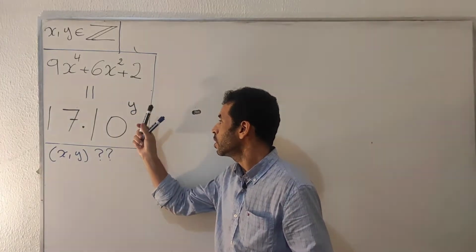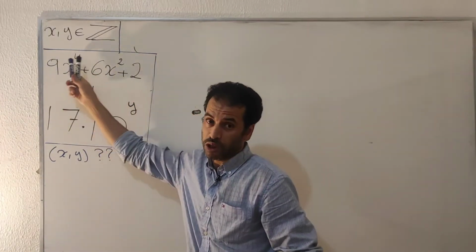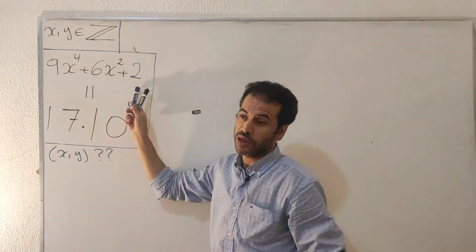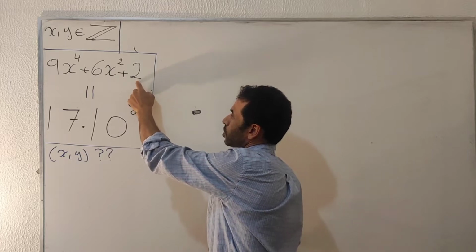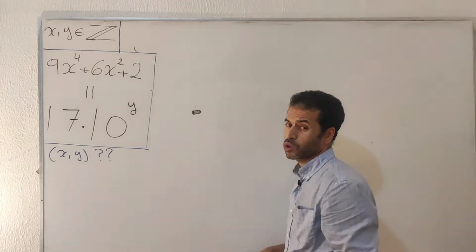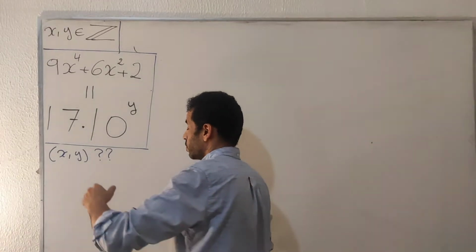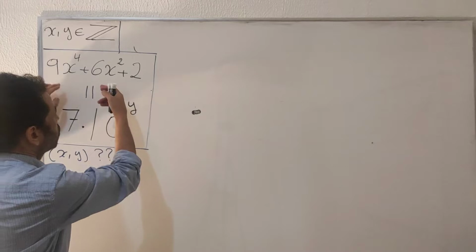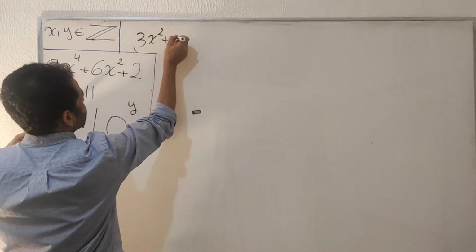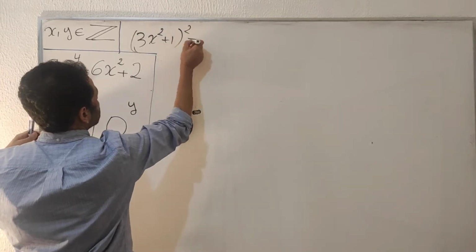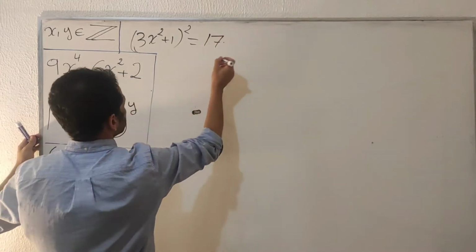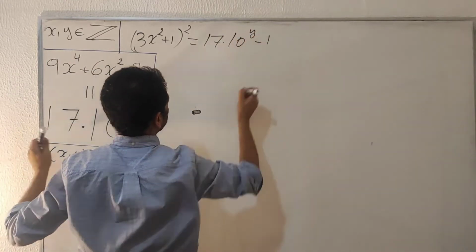Okay, so I see all the terms are in good condition to complete the square here, except the last term. The last term, I'm going to split into two terms in order to complete the square of this equation. Okay, so let's go straight to the solution. I'm going to write this as a perfect square. So I get here (3x squared plus 1) squared equals 17 multiplied by 10 to the y minus 1.